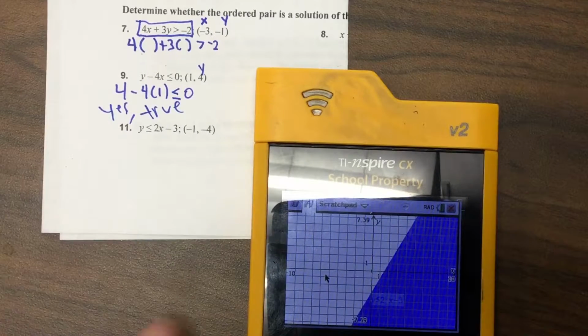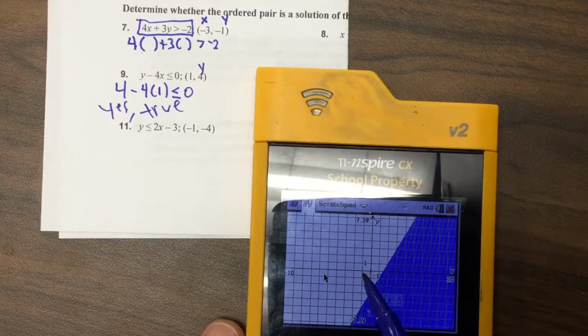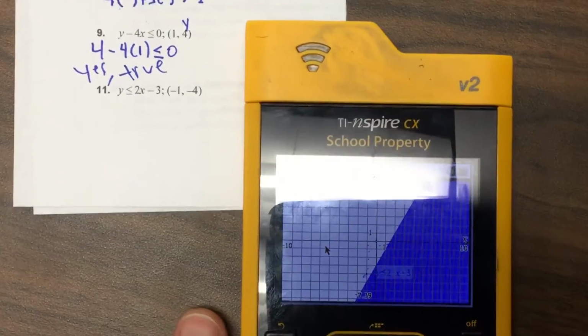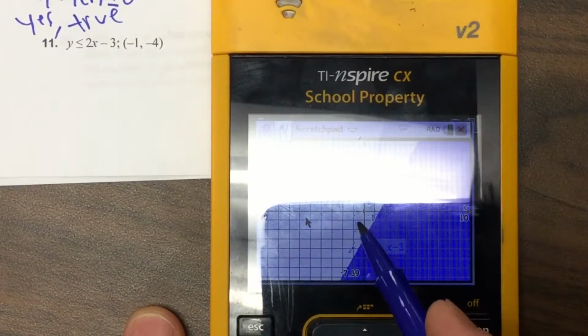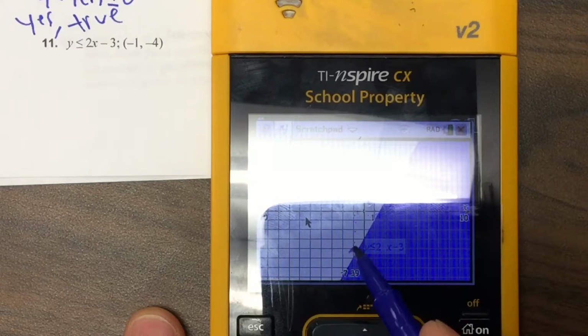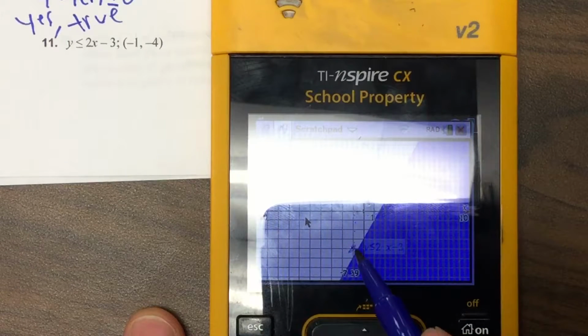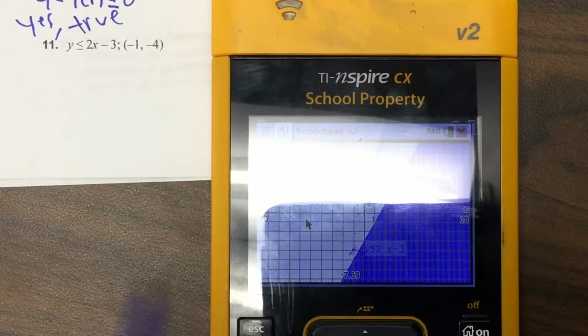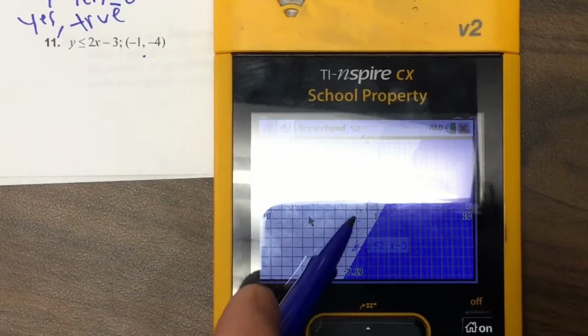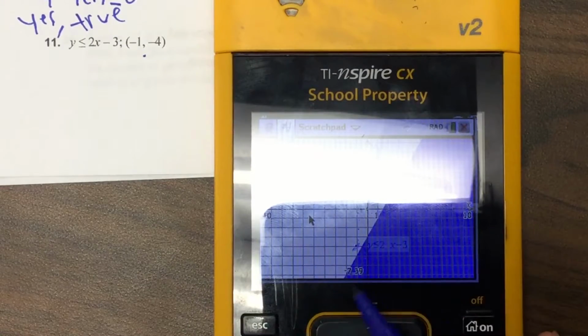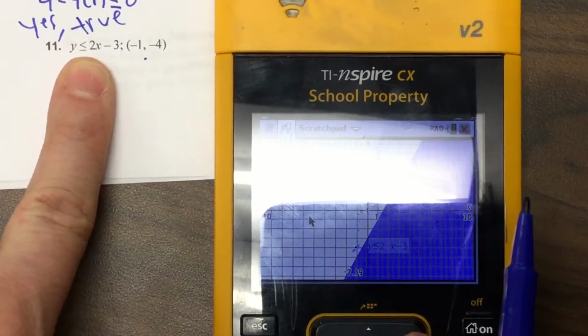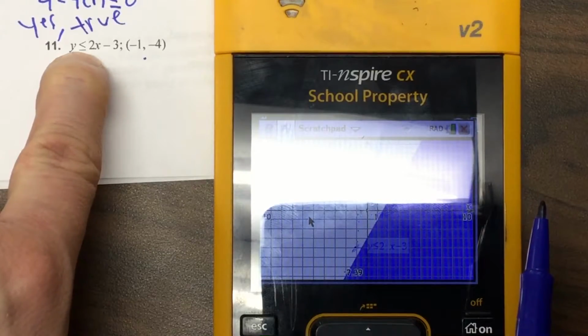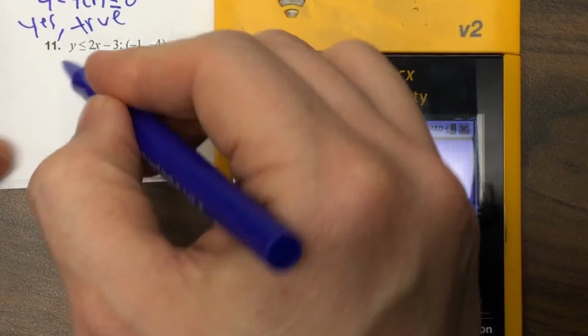1 to the left and 4 down. 1 to the left and 1, 2, 3, 4 down. It's very close, but that is not in the shaded area. You see that? 1 to the left and 4 down. It's close, but it's not in the shaded area. And it's very obvious that it's not. That's another visual way to be able to look and see, is the point physically in the shaded area? Even if it was on the line, it would be okay because we have the equal sign underneath there. But it's not on the line, it's not in the shaded area. That's a false.